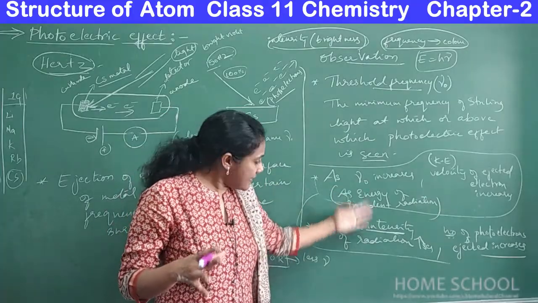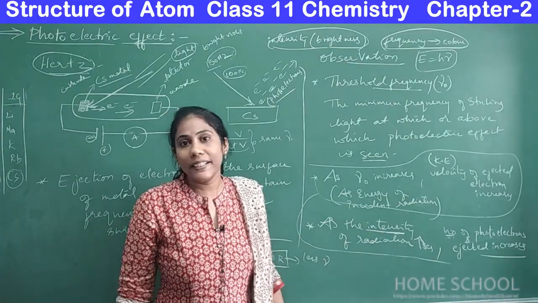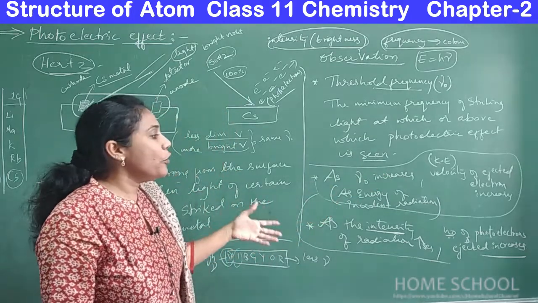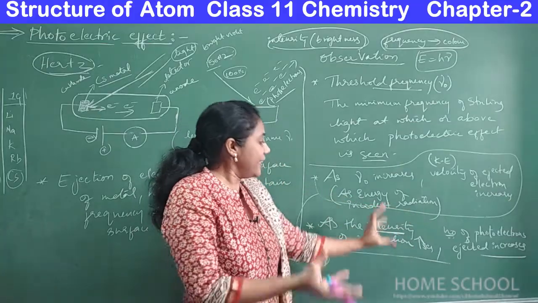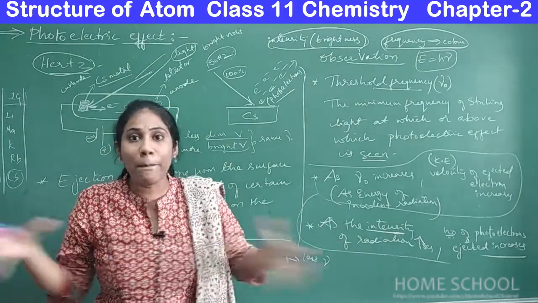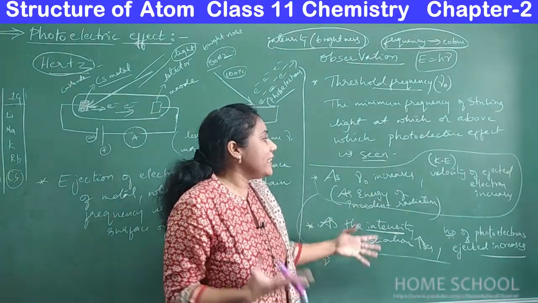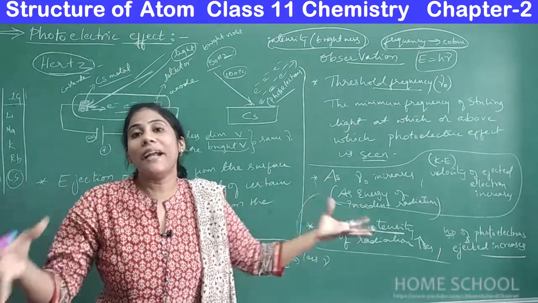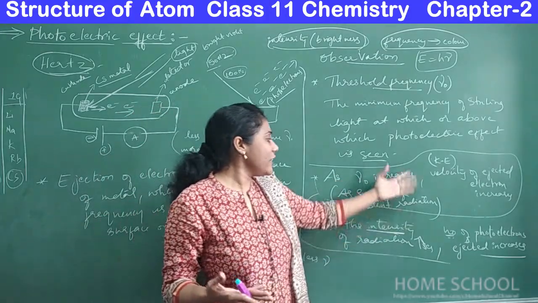And this proves the particle nature of electromagnetic radiation. If you consider the wave nature of electromagnetic radiation, intensity you will talk only for the particles, okay? Dimness or brightness is related to particle nature, it's not related to wave nature. So here came a matter of intensity, so the entire concept tells about the particle nature of electromagnetic radiation.